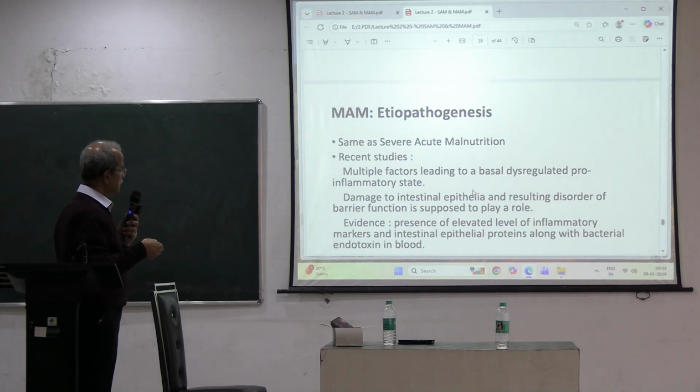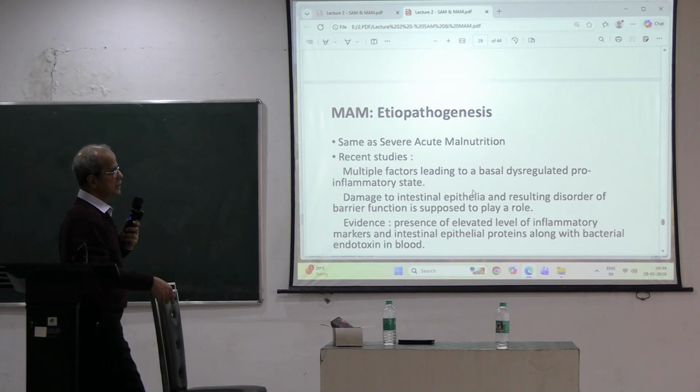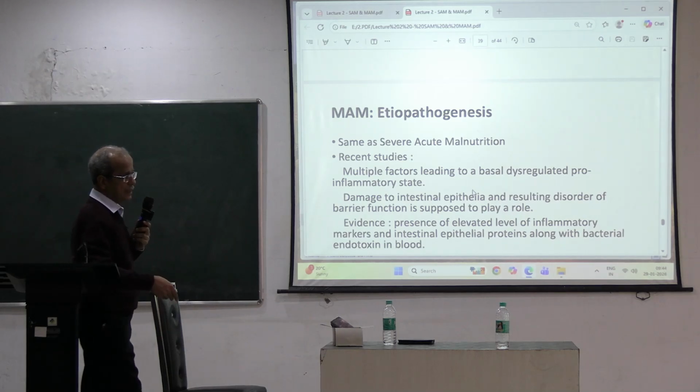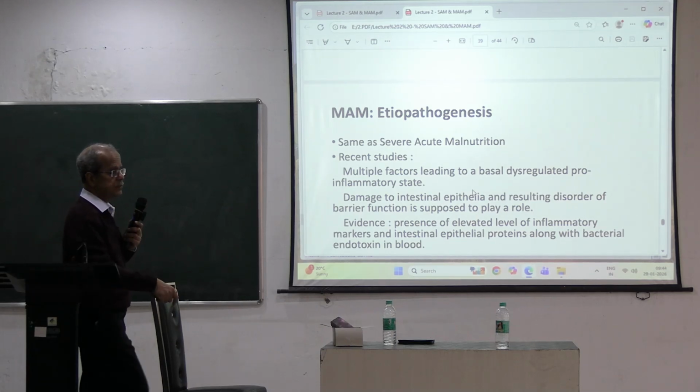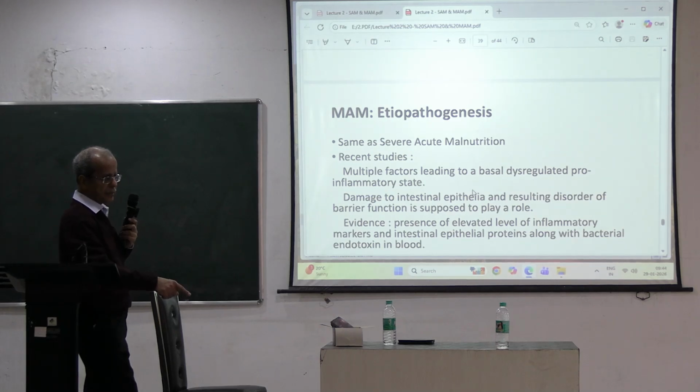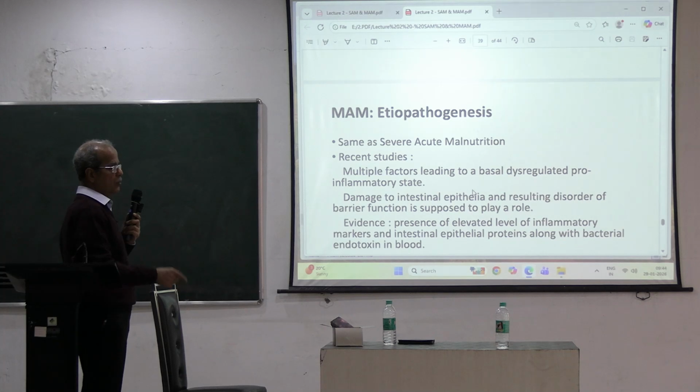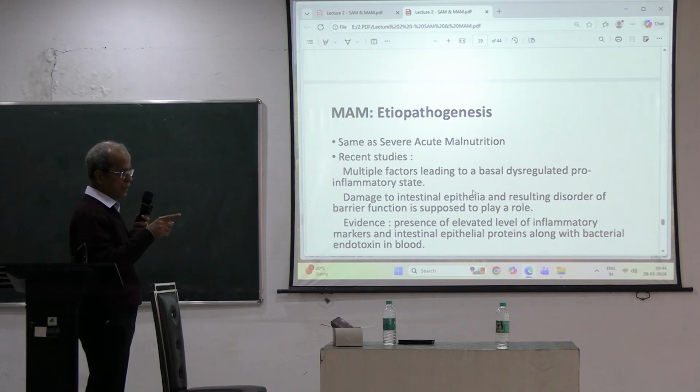Now, what is moderate acute malnutrition? We have seen that in moderate acute malnutrition, the body weight falls between the second standard deviation and the third standard deviation. That means around how much? Second standard deviation is the 3rd centile, and this is the 0.5 centile. So if the child falls in between the two, then he is not severely acute malnourished, but moderately acute malnourished.